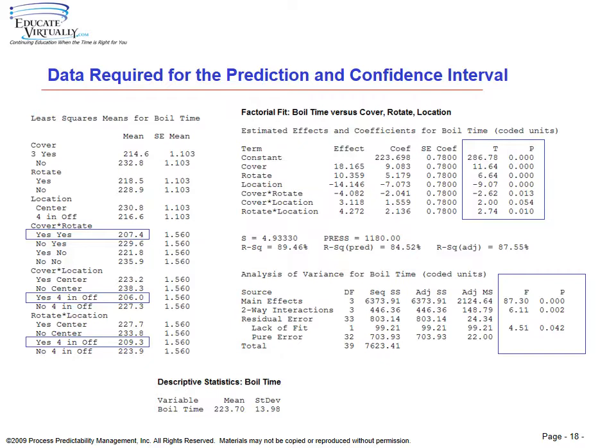Next, we're going to take a look at the descriptive statistics for boil time, because we're going to need that along with the residual error, which gives us 33 degrees of freedom and a mean square of 24.34. And then we need the overall average of all of the statistics that we had for boiling time. So the overall average of all the values we had in the experiment was 223.7. That's T-bar. It has a standard deviation of 13.98. We'll use that to generate a histogram to compare against our predicted histogram to see what the difference is.